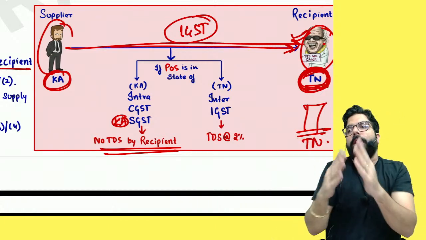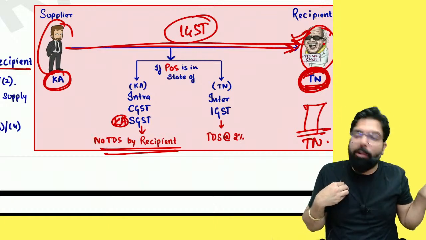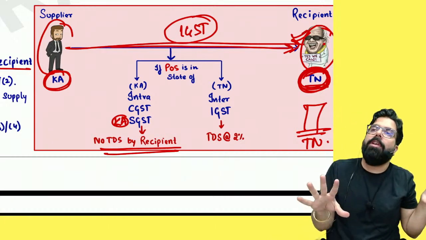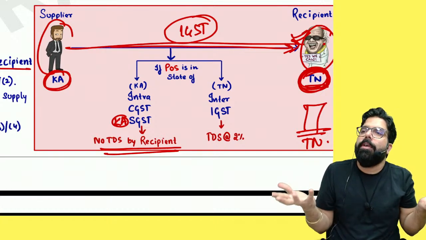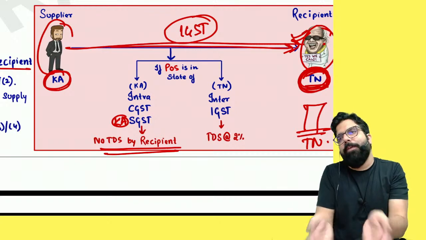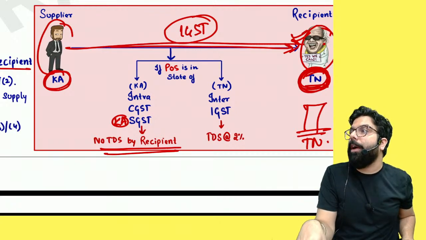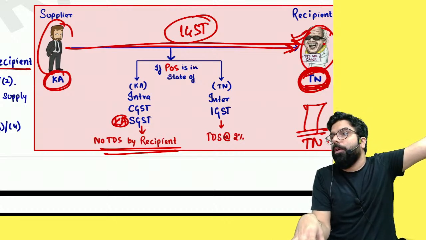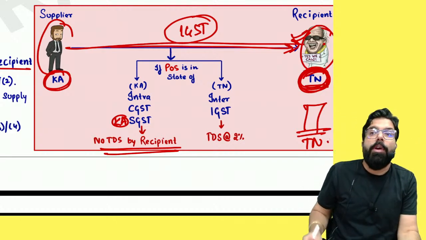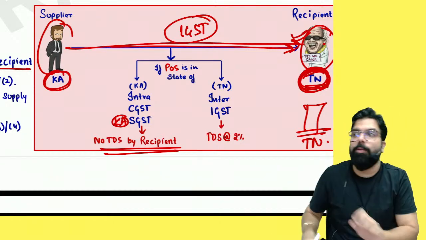I am in Karnataka, the recipient is also in Karnataka, and the place of supply is also in Karnataka. What will I charge? CGST and SGST. Will he deduct TDS? He is in Karnataka only, so he will deduct. Now, I am in Karnataka, the place of supply is also in Karnataka, but the recipient is in Tamil Nadu. TDS will come or not? Supplier and place of supply in one state, recipient in another, then TDS will not come.